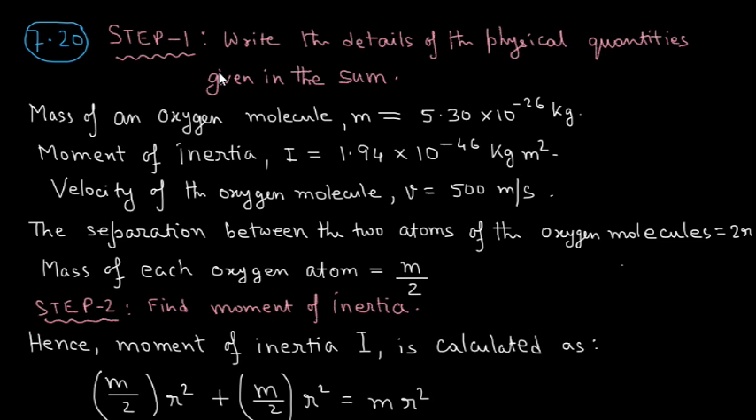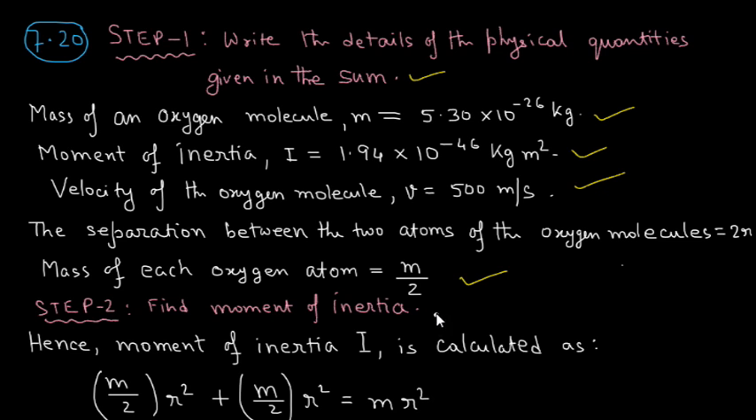So step 1 is write the details of the physical quantities given in the sum. So first it is given mass of the oxygen molecule m is equal to 5.3 into 10 to the power minus 26 kg. Moment of inertia I is equal to 1.94 multiplied by 10 to the power minus 46 kg meter square. Velocity of the oxygen molecule v is equal to 500 meter per second. The separation between the two atoms of the oxygen molecule is 2r. Mass of each oxygen atom is m by 2.